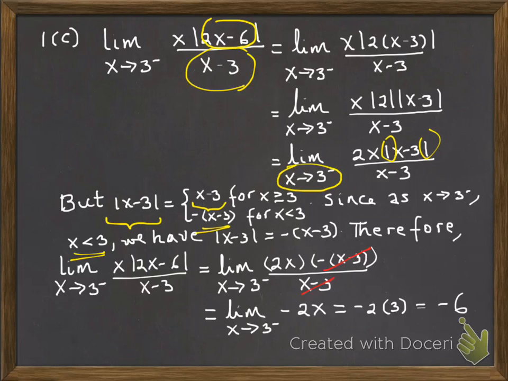So therefore the absolute value of x minus 3 is the negative of x minus 3. So we replace the absolute value by that. So as a result, now at this point we can cancel x minus 3. Then we take the limit. So as a result we get negative 6.